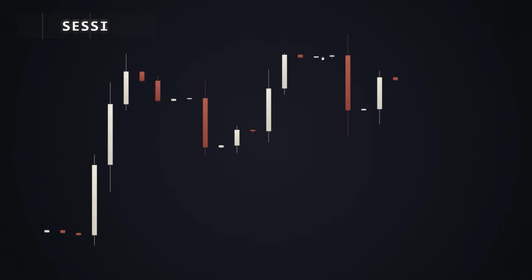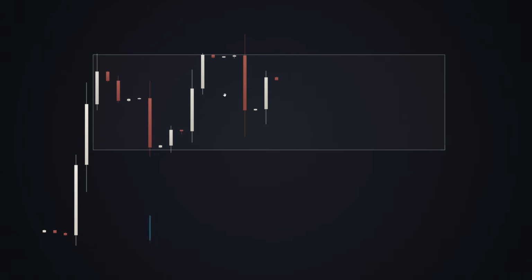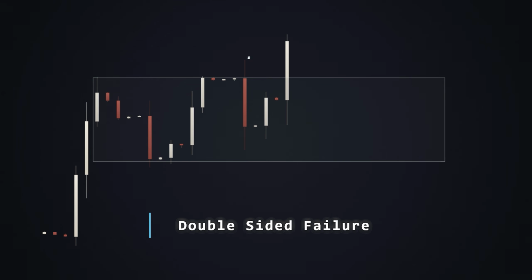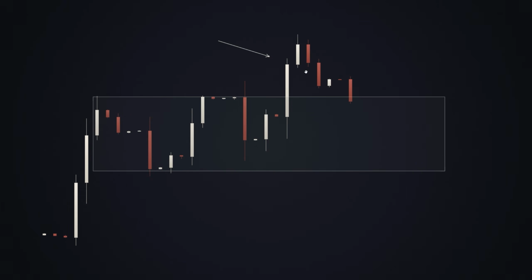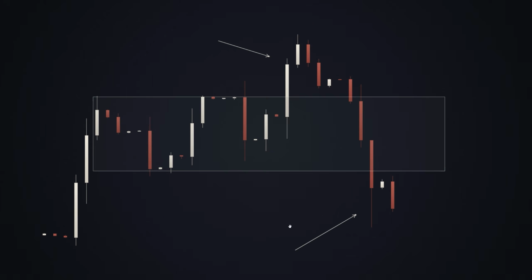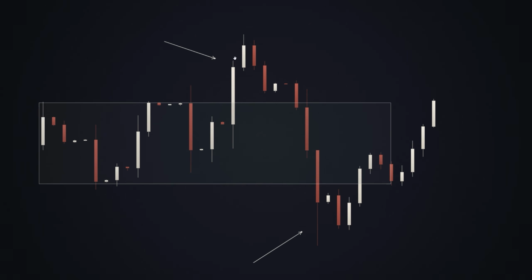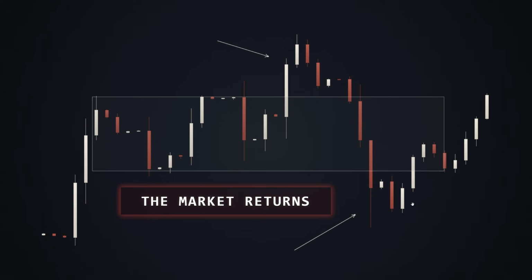Look at this first session. Value keeps forming in the same place, and I can see price failing on both sides of the box. Price moves above the box, rejects, then returns inside. Then moves below the box, rejects, and returns inside again. That is a rotating auction. I don't chase those edge breaks because the market keeps coming back to the same fair area.